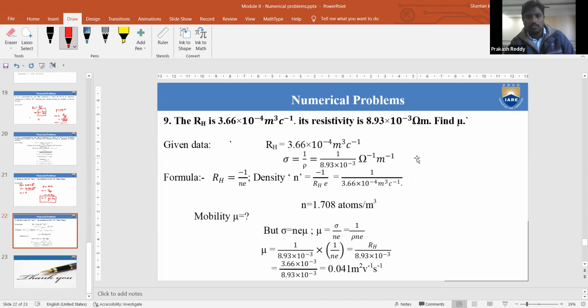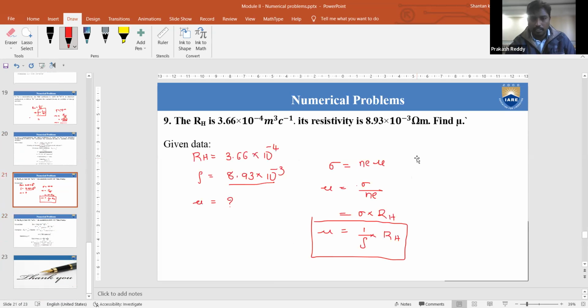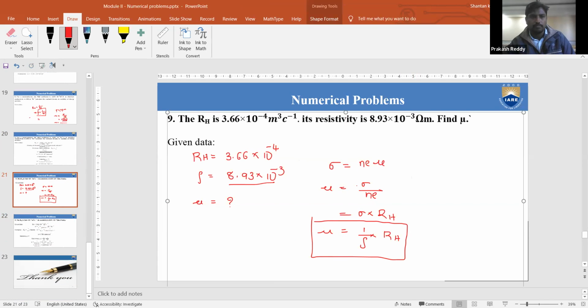And coming to the last one, the 9th one. Hall coefficient is given, resistivity is also given, find out the mobility. Here they followed the long procedure. I'll use the same formula that we discussed in the class, mu equals 1 by rho into RH. So try to solve the problem using this formula, and then it will be very easy.